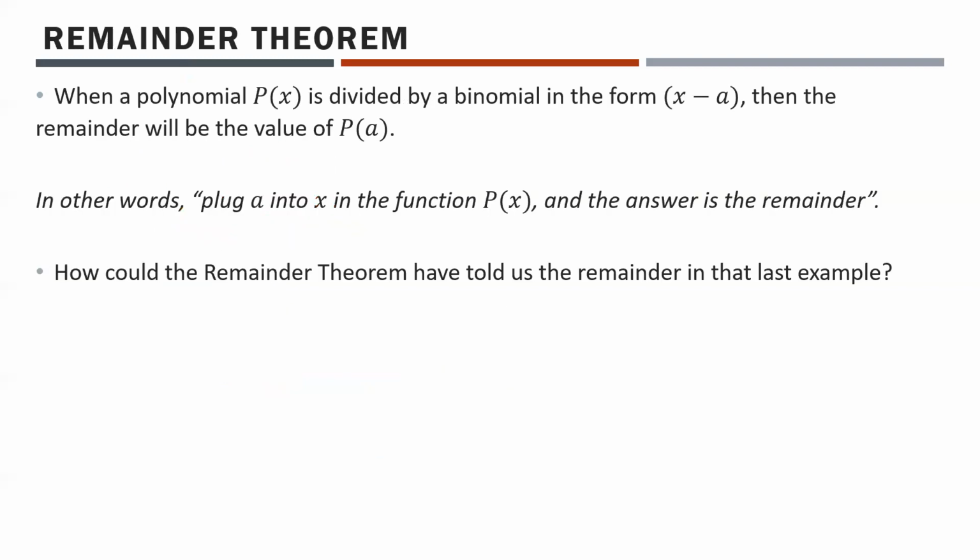Now, speaking of remainder, there's actually a very useful trick in math for figuring out the remainder of a certain function. When a polynomial p of x is divided by a binomial in the form x minus a, very key there, x minus a, then the remainder will just be the value of p of a. What this means, in other words, is if this was x minus 5, and you plugged 5 into p of x, the answer you get is actually your remainder.